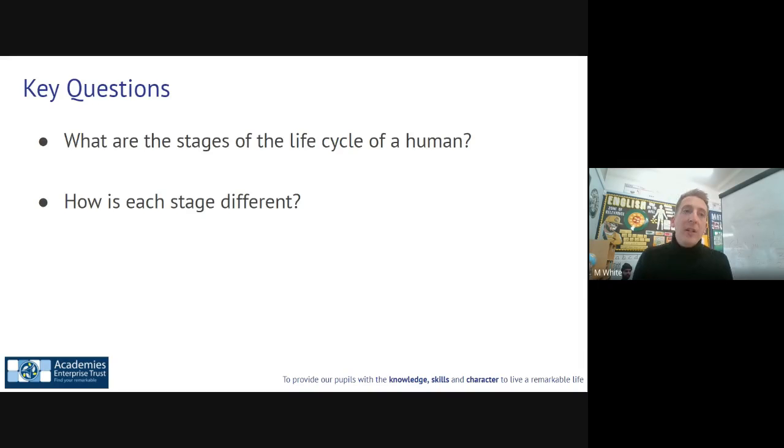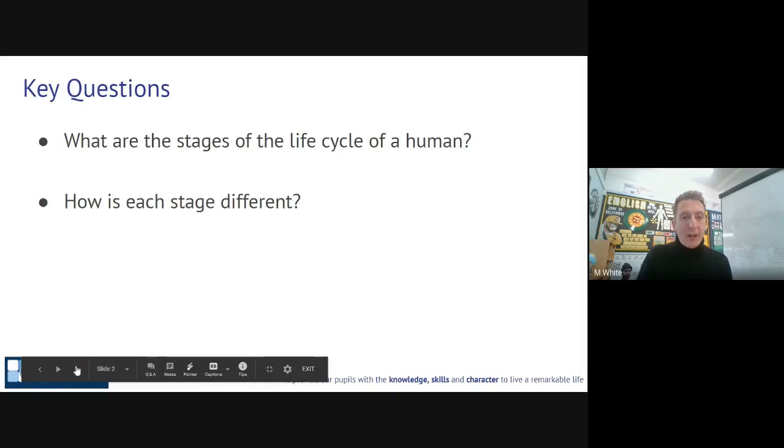We did talk about this in a previous unit that we did way back in September now, when we looked at life cycles of plants. So we're going to be thinking about some of those things, but this particular session is going to focus on humans and how humans change throughout their lives.